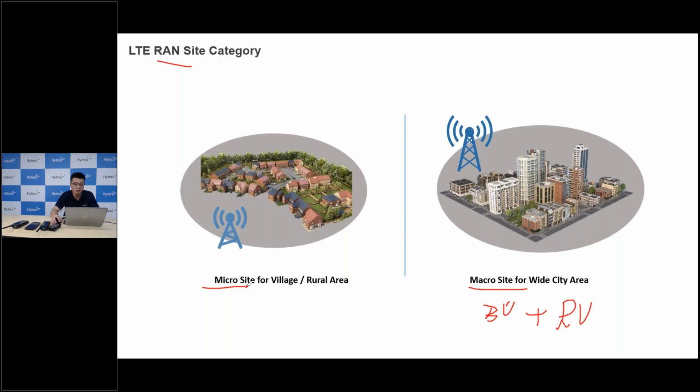And this micro, we can also call it the small cells. So why do we call it small cells? Because it has lower transmitting power than the macro site. So generally speaking, the microsite, aka the small cells, is mainly for the coverage of village and rural areas, and the macro site, the distributed base station, is mainly for wide city area coverage.